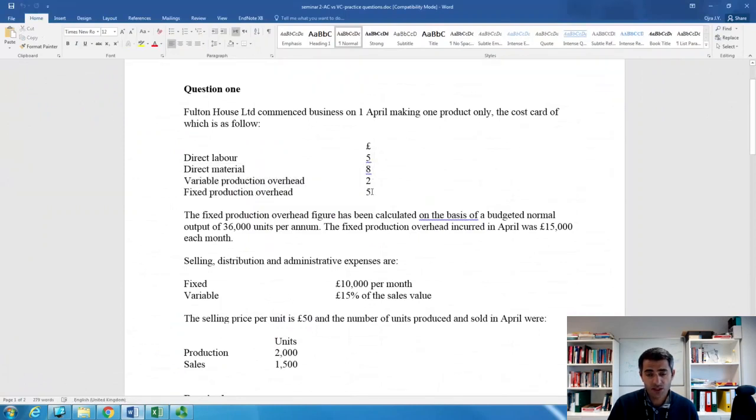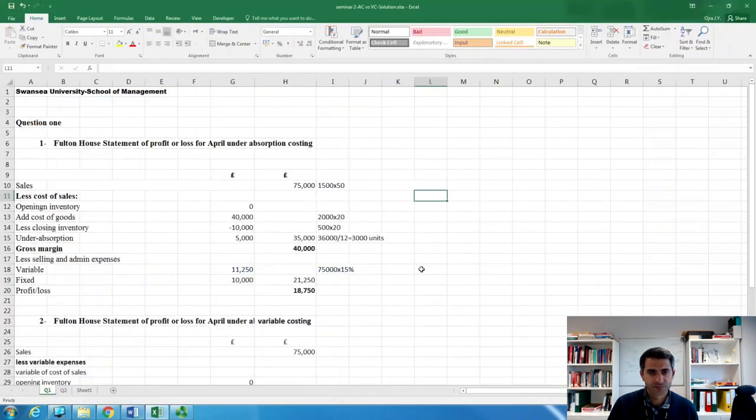Under variable costing, if you remember, we need to take away the fixed production overhead per unit, the £5. So if you add the first three, £15 is the product cost per unit under variable costing. Okay, now let's look at closing inventory. Closing inventory is £10,000. Why is it £10,000?